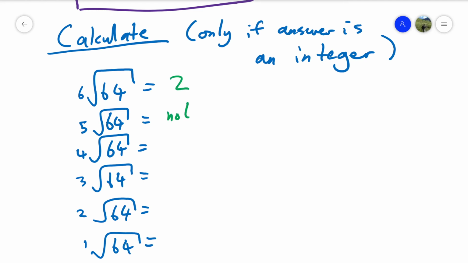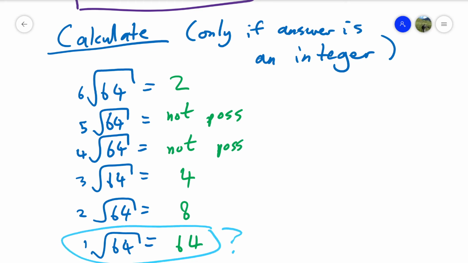2. Not possible. Not possible. 4, 8, 64. Move on if you're happy. Does this actually exist? I don't know, but you see what I mean. I'm getting used to the idea of having different types of root. This is not possible given that we said it has to be an integer. Similarly, this is not possible given the fact that it's an integer.